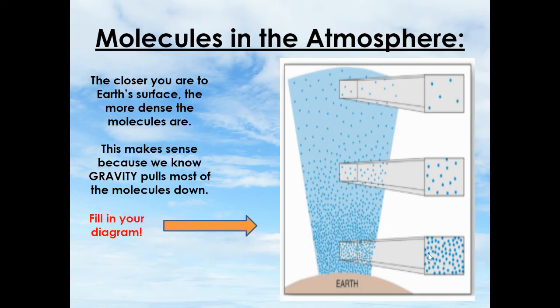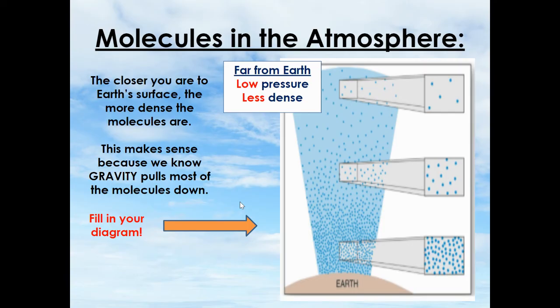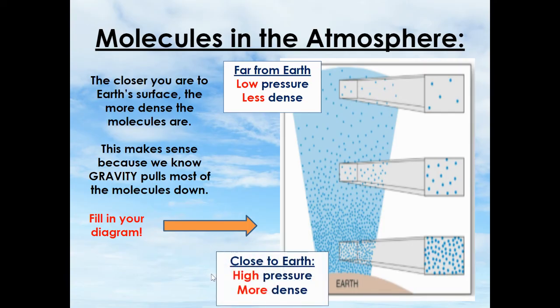Please fill in your diagram. So you're going to start with your squares, showing how the density of the air molecules decreases as you go higher in the atmosphere. And then I want you to fill in your labels for close to Earth and far from Earth. Pause as needed.